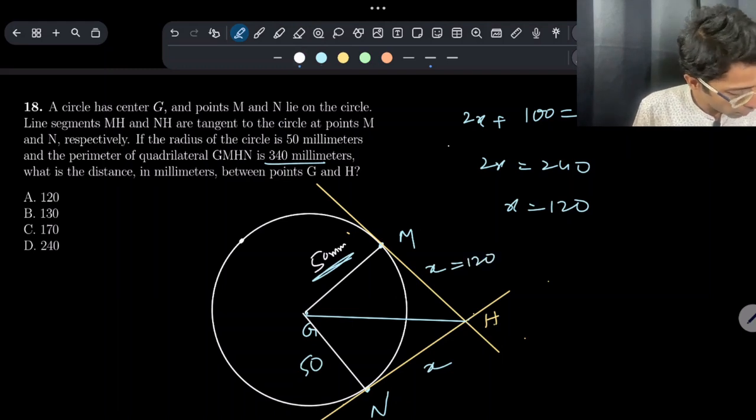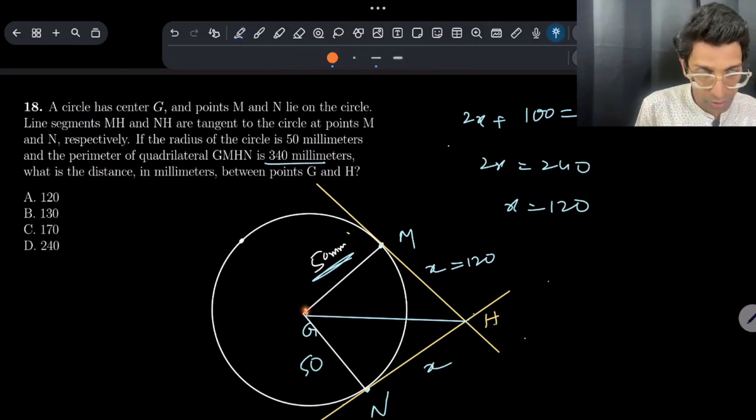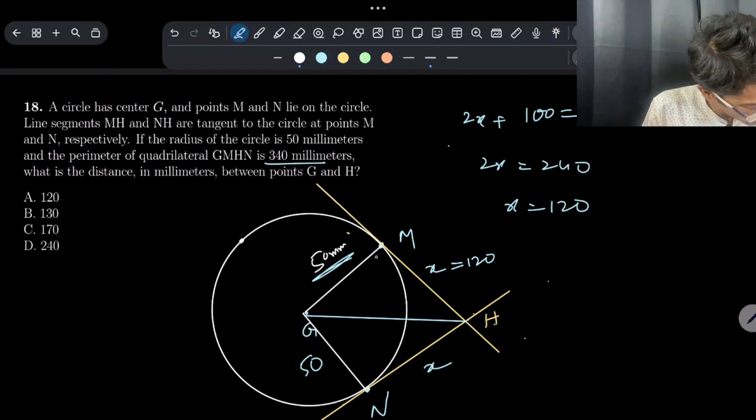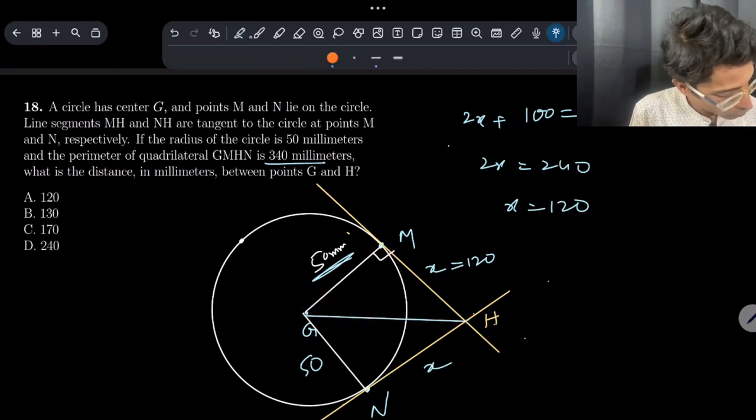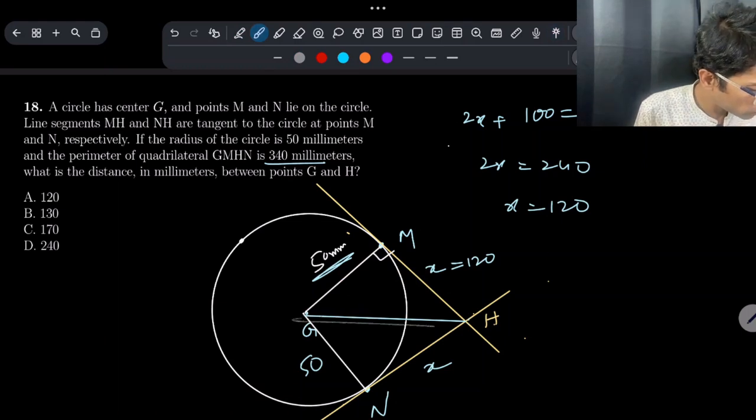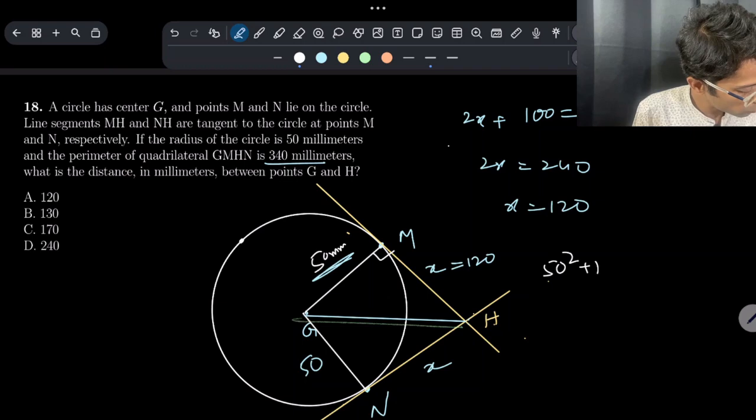All right, so another theorem: if you draw the radius from the center of the circle to the tangent, it is perpendicular to the tangent. You know this. Because this is 90 degrees, I can apply Pythagoras theorem in this triangle and find the value of GH. So 50 squared plus 120 squared, and then if I take the square root, I have GH with me.